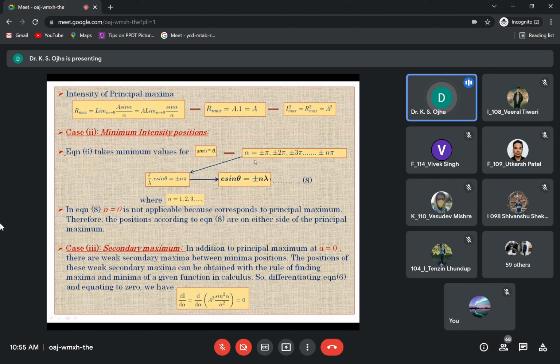When we put this in alpha equal to pi by lambda e sin theta, we get e sin theta equal to plus minus n lambda. Is this clear?